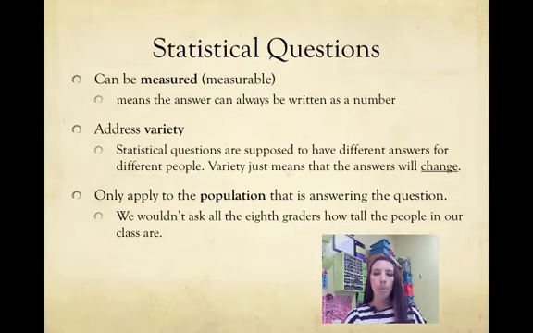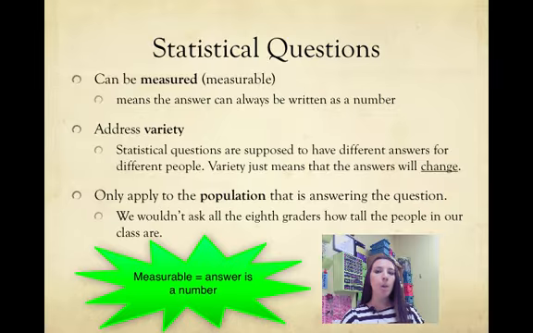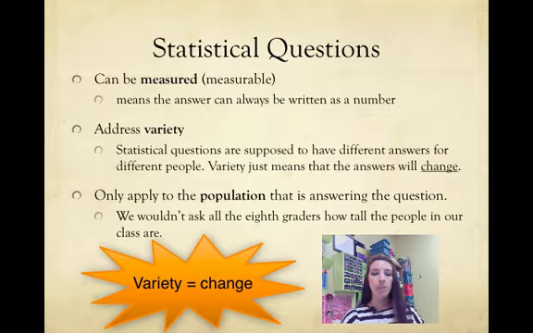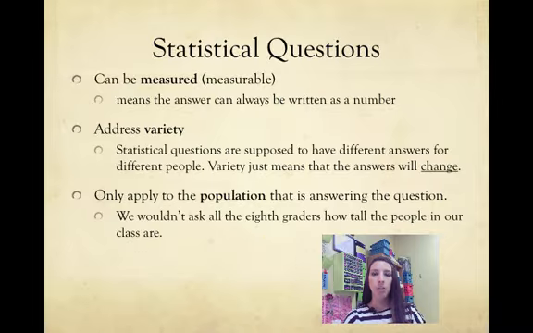So basically what measured, or measurable, that M, means is the answer can always be written as a number. The variety just means that there are different answers depending on who you ask. Variety just means that the answers can change. So variety and change, measurable and numbers. That's what you're remembering. Measurable numbers, variety, change.